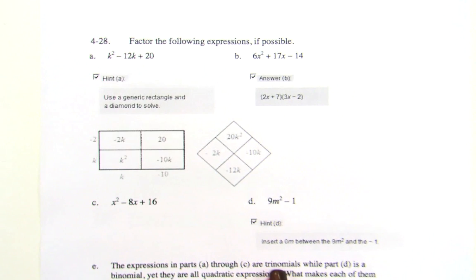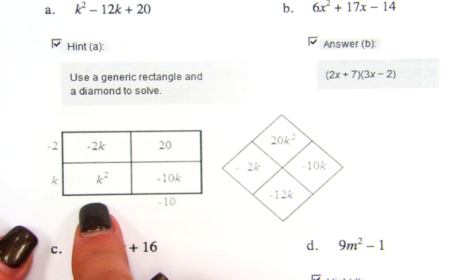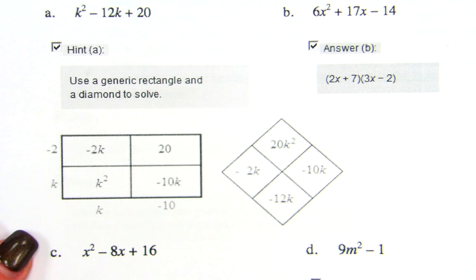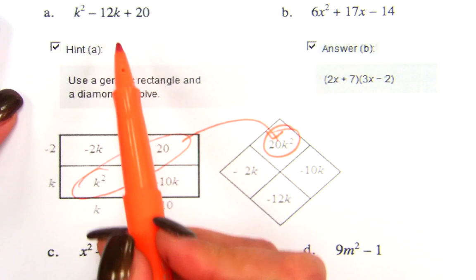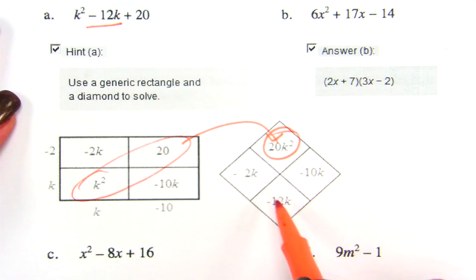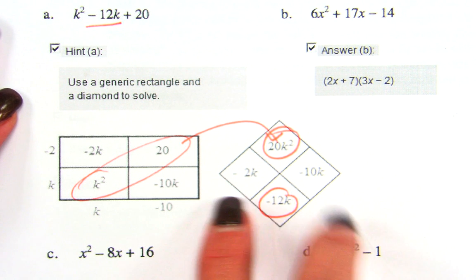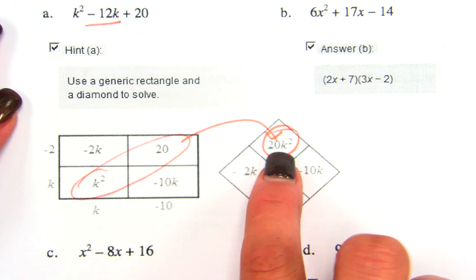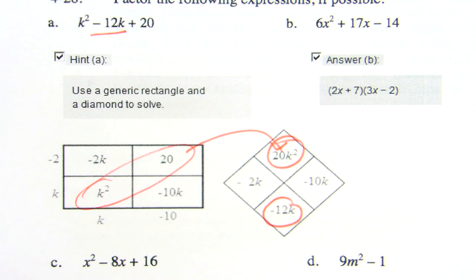Okay, so for the first one, A, it gives you a hint. Use a generic rectangle and a diamond to solve it. So it sets it up for you. It has the k squared here, has the 20 there, and then your diagonal. Your product of your diagonal ends up going right over here, and then the middle term, negative 12k, is going to end up being on the sum part down at the bottom. And then what two numbers give you a negative 12 when you add them up, but when you multiply them give you a positive 20? Sure enough you have negative 2 and negative 10, so you put those factors in and you end up with your product.